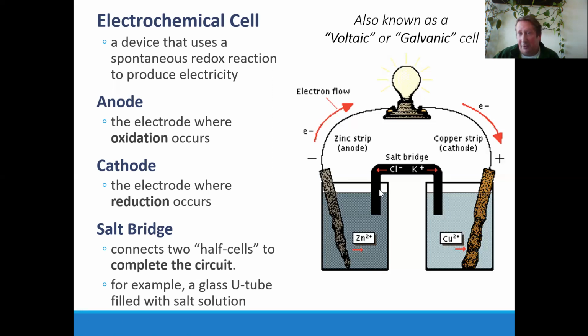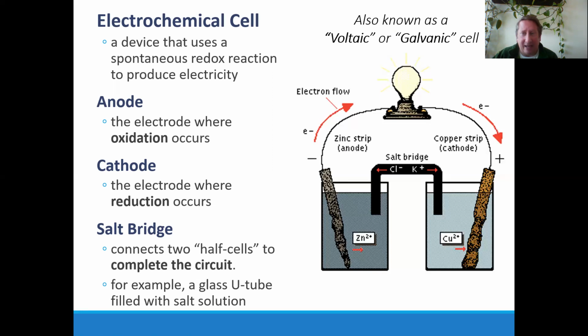Now, I mentioned earlier that this device is more generally called an electrochemical cell, but more specifically, it's called a voltaic cell, named after an Italian chemist named Volta, who was the first person to build one of these things. And it's sometimes also called a galvanic cell, named after another Italian named Galvani, who also was an early pioneer in electricity. So this is basically a battery.